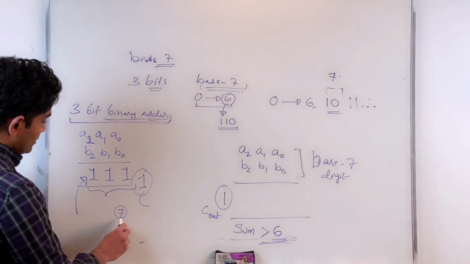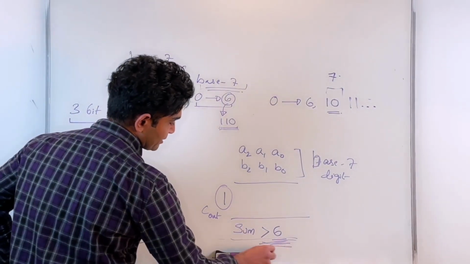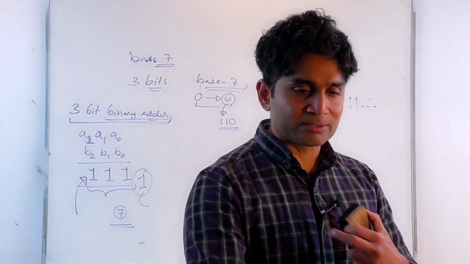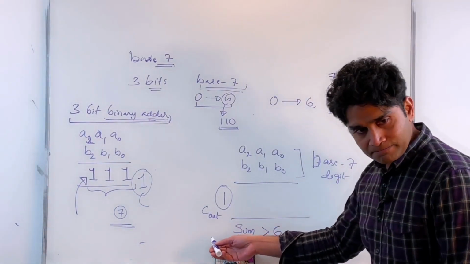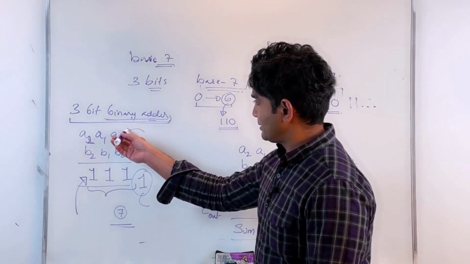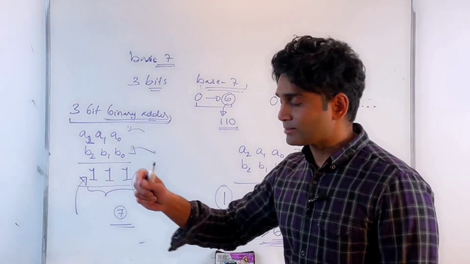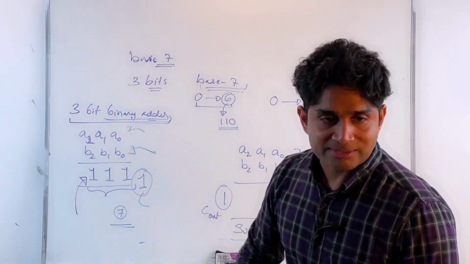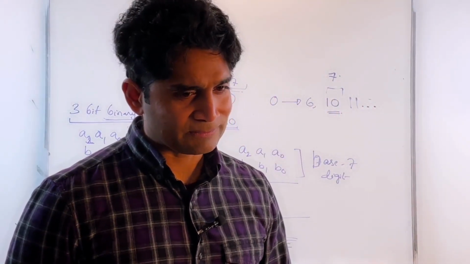Again, here I get a carry out after 7. Here I get a carry out after 6. The difference is 1. To make up for that difference, I should be adding 1 to the base 7 sum, to the binary sum, where I'm applying my base 7 digits to the binary adder. Every time my sum exceeds 6, I need to add 1 to my binary sum to get the right base 7 formatted sum. Does that make sense?